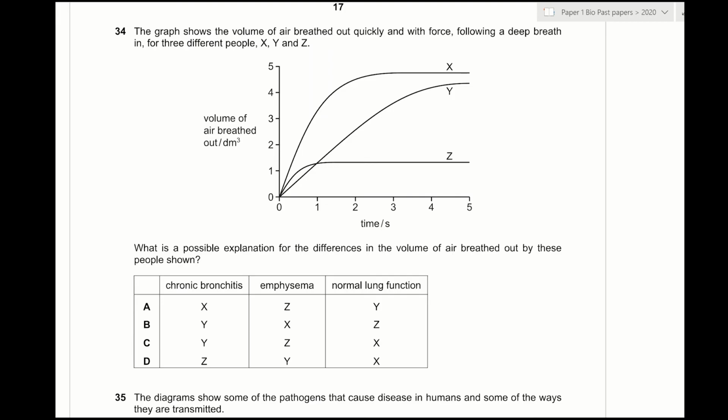Emphysema, as we know, is a decrease in surface area of the lungs because the alveoli actually burst. Then, what happens when the alveoli burst? This means that a significantly less volume of air is breathed out by people with emphysema. Therefore, Z is going to be emphysema. And now we have normal lung function. We know that normal lung function is going to breathe out the most volume of air. Therefore, normal lung function is definitely going to be X. And therefore, the answer is going to be C.